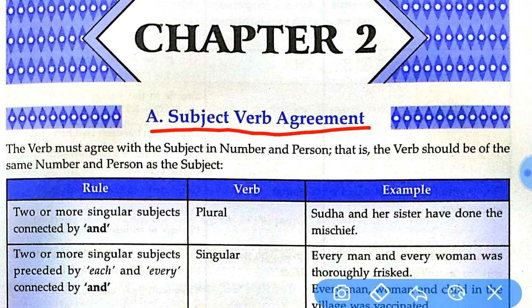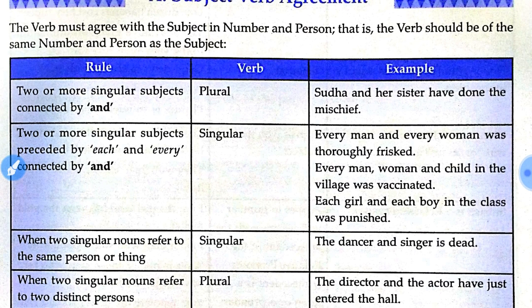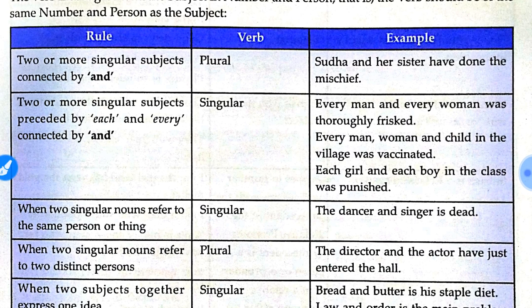So here we must remember the rule, that is, singular with singular and plural with plural. In the same way, the subject must also agree with the person. Person means the first person, the second person, and the third person that we learn in grammar. So let's move forward to the rules that have to be followed while seeing to the subject-verb agreement. The first rule: we have two or more singular subjects connected with and.